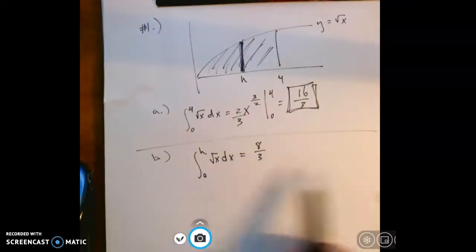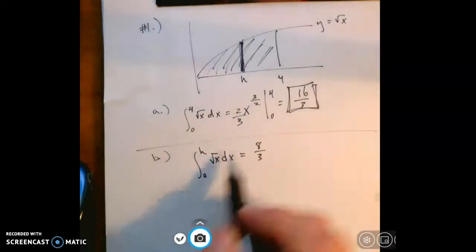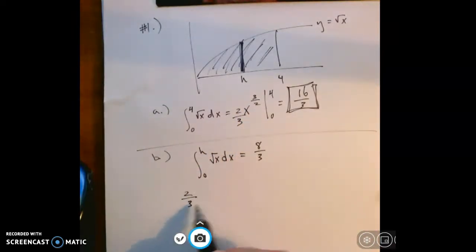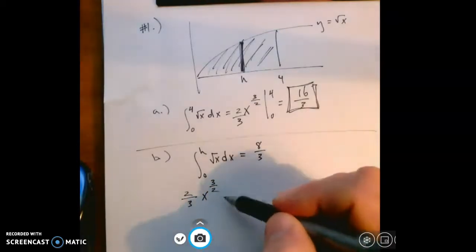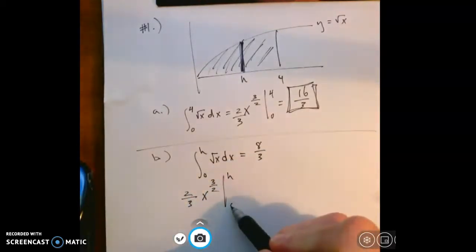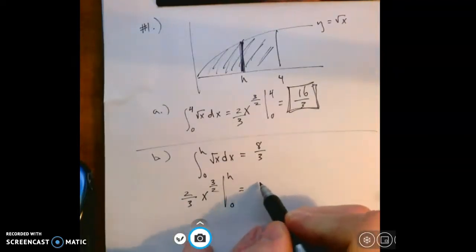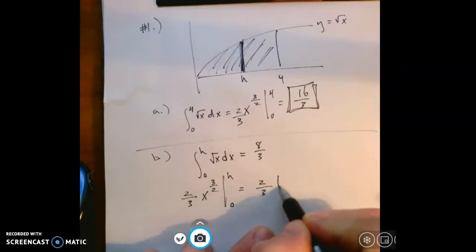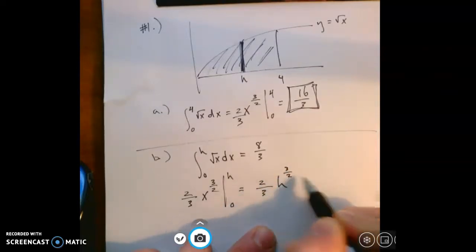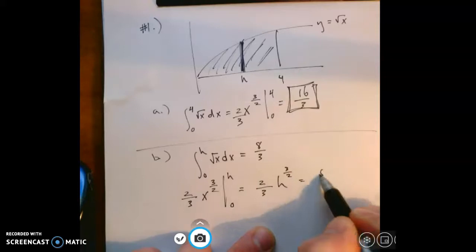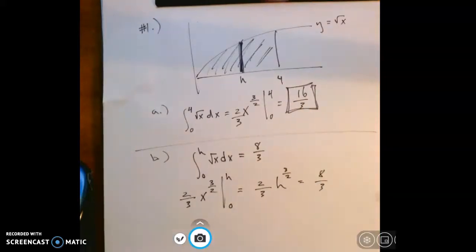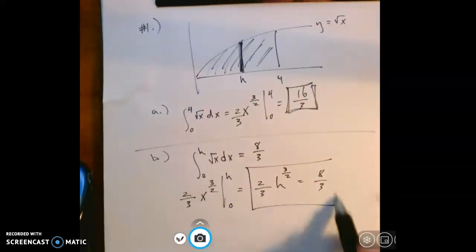So from here we integrate the exact same way we did. So this becomes 2/3 x to the 3/2. And we evaluate it at h, and we evaluate it at 0. 0 just goes away. So this becomes 2/3 h to the 3/2 equals 8/3. And now we need to solve that problem.